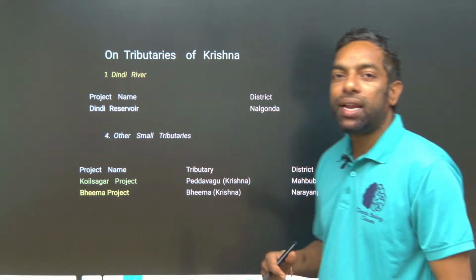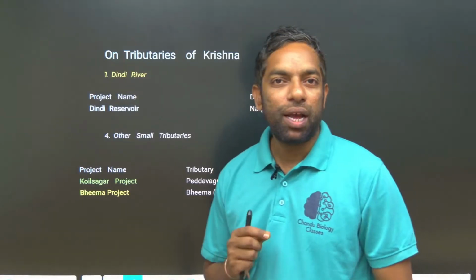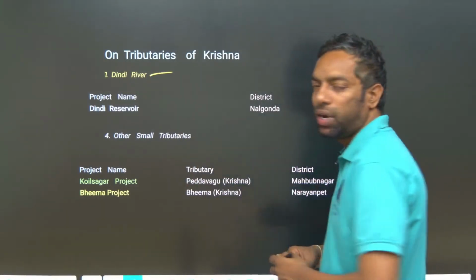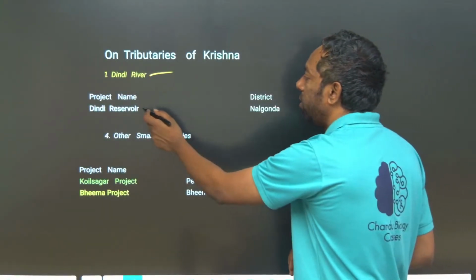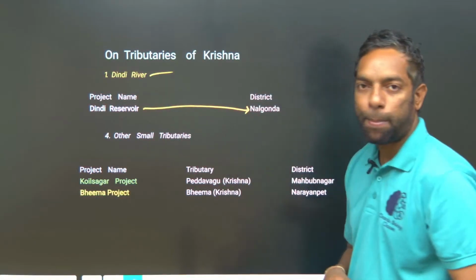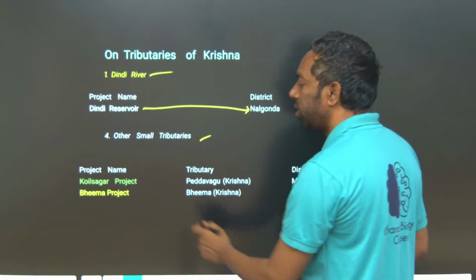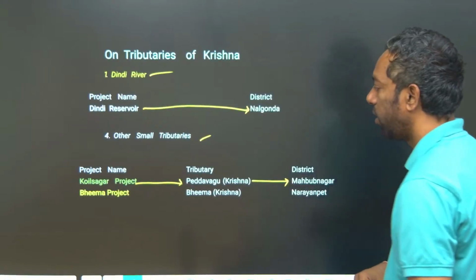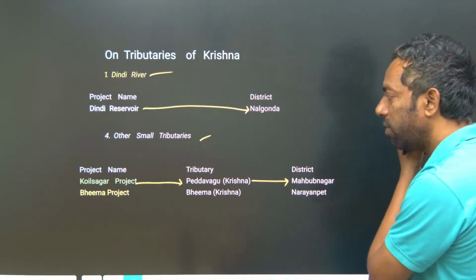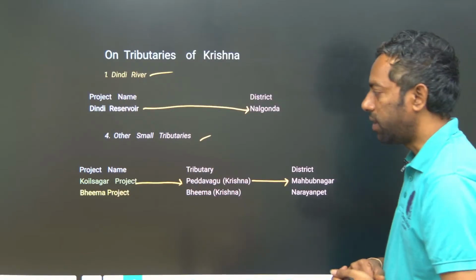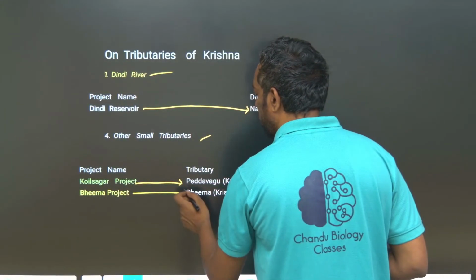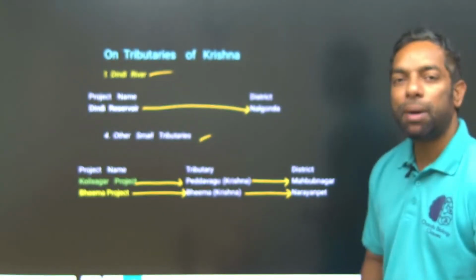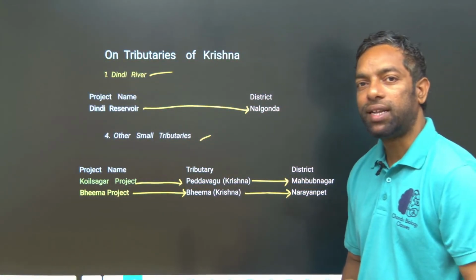Now the tributaries of the Krishna river. There are certain projects on the tributaries of the Krishna river. Dindi is a tributary of the Krishna river, and there is a project named Dindi Reservoir in Nalgonda. Among other small tributaries, there is the Koil Sagar project on the Peddavagu in Mahbubnagar. Then the Bhima project, on the Bhima, a tributary of the Krishna, in Narayanpet.